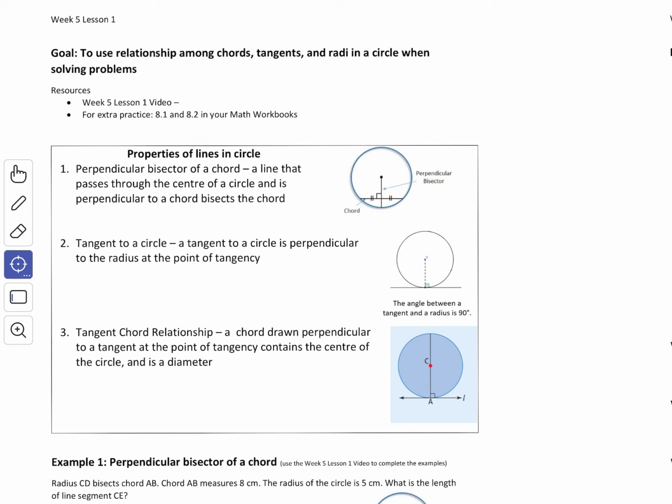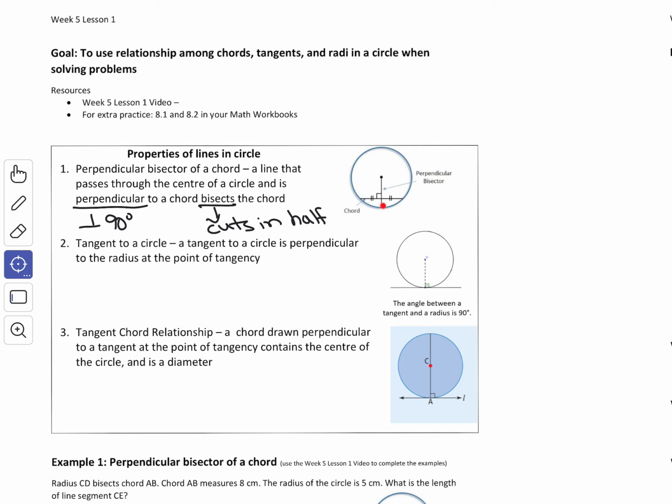We're going to start with the first one. It says perpendicular bisector of a chord: a line that passes through the center of a circle and is perpendicular to a chord bisects the chord. Okay, remember, just to recap our vocab here, perpendicular means it forms a 90 degrees angle. Bisects means it cuts in half.